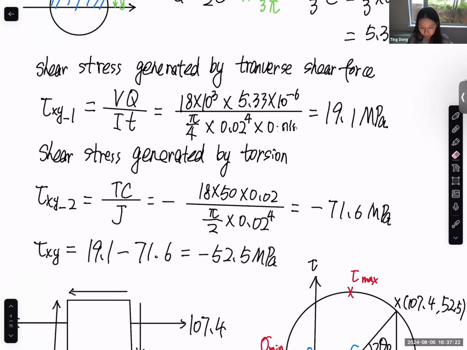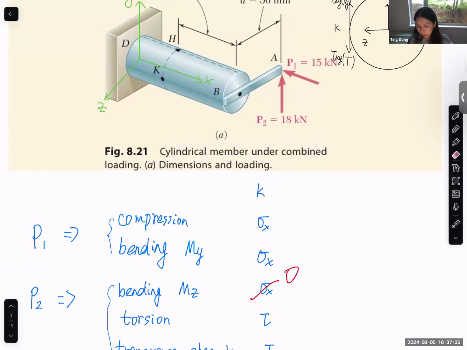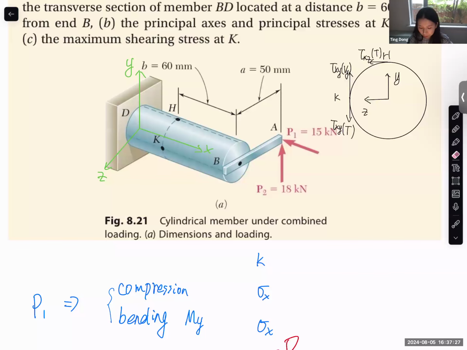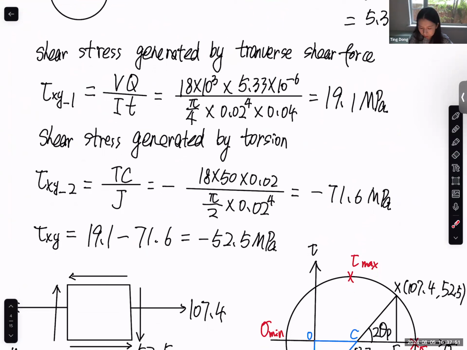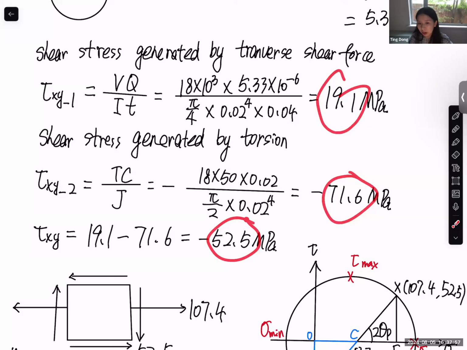I think this is the only problem that involved shear stress from transverse shear force and shear stress from torque in opposite directions, so you need to be a little bit careful. For combining these two, it's okay if you only have magnitudes, but if you want to be exact, you can have one positive and one negative. If in your exam you only have the magnitudes of these two, and you understand they're in opposite directions, and you get 52.5, you are considered correct.